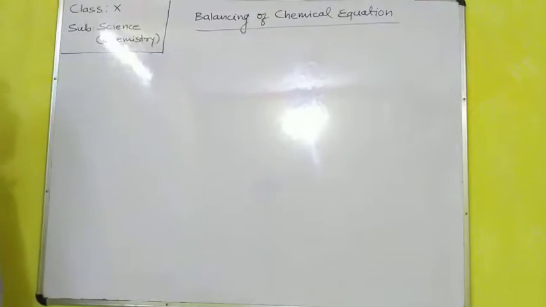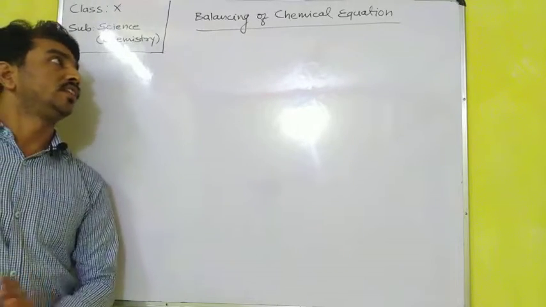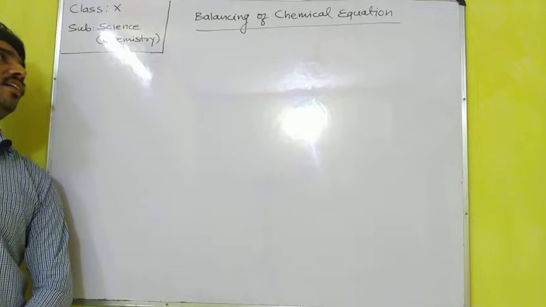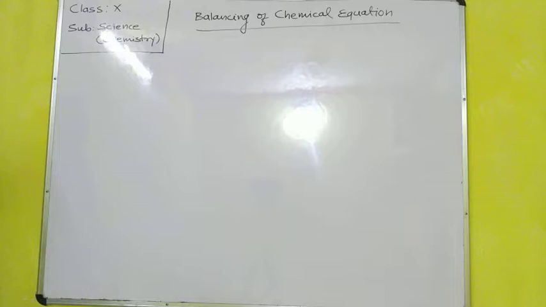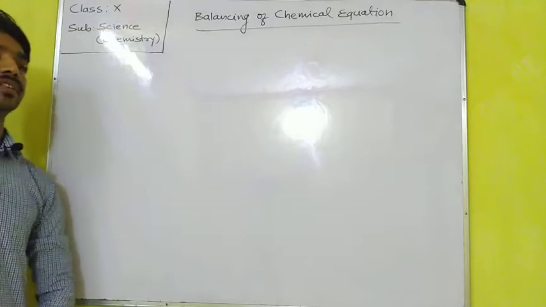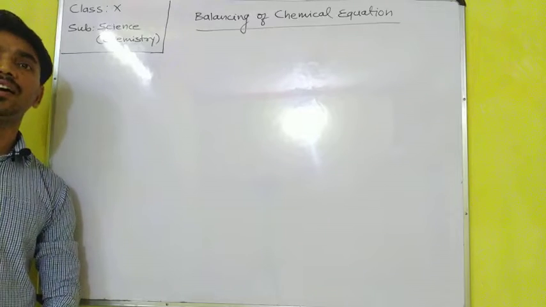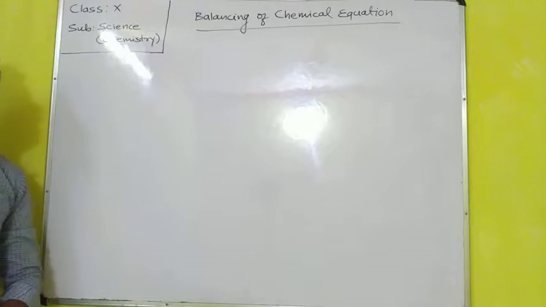In my previous lecture, I already taught Chapter 1, Chemical Reaction and Equation: the general definition of chemical reaction and equation, properties of chemical reactions, and types of chemical reactions. Today the last remaining topic is balancing of chemical equations, and corrosion as an effect of oxidation and reduction, corrosion and acidity. We have to discuss that. First is balancing of chemical equation.